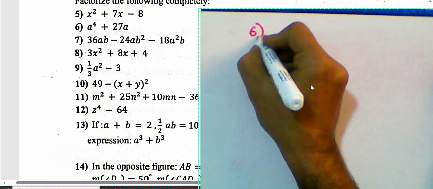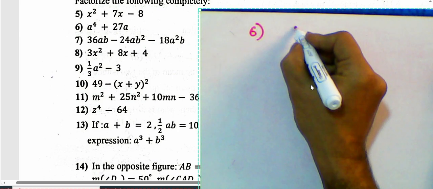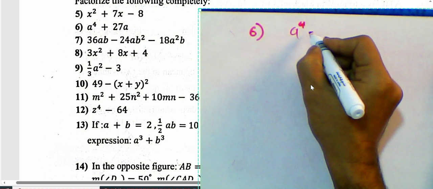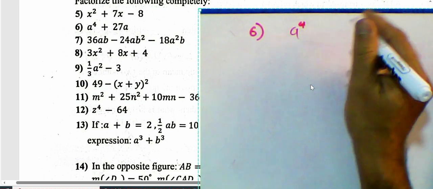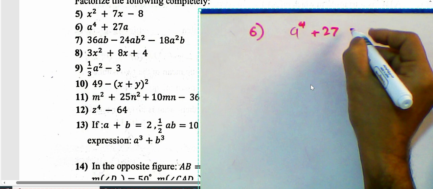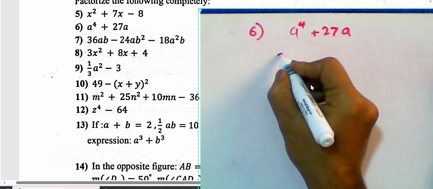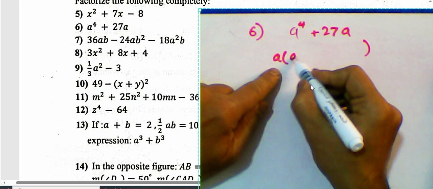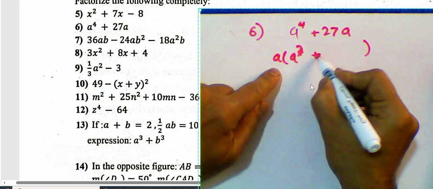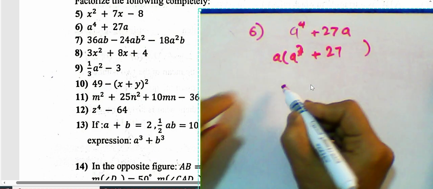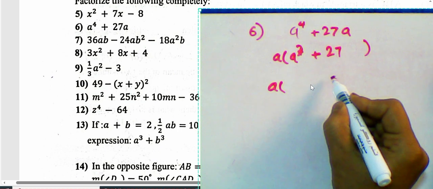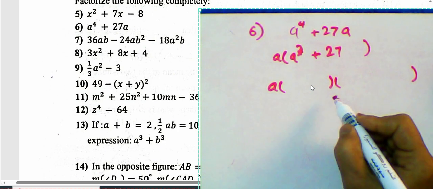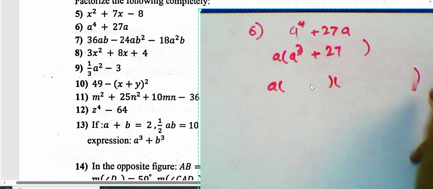Number 6, a power 4 plus 27a. We can factorize the expression by writing a as the highest common factor between the two terms. A power 4 divided by a equals a power 3. 27a divided by a equals 27. And then we can factorize by writing a and opening a small and the greatest brackets.